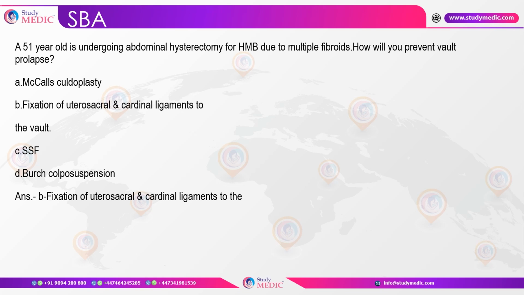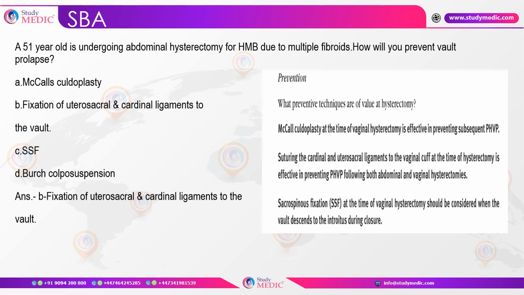Okay. So the techniques at the time of hysterectomy to prevent post-hysterectomy vault prolapse. McCall's culdoplasty is done at the time of vaginal hysterectomy. You can suture the cardinal and the uterosacral ligaments to the vaginal cuff at the time of hysterectomy. This can be done either when you are doing an abdominal or a vaginal hysterectomy. And sacrospinous fixation at the time of vaginal hysterectomy, if at the time of hysterectomy you see that the vault descends up to the introitus, but SSF only while doing a vaginal hysterectomy. It cannot be done when you are doing an abdominal hysterectomy.